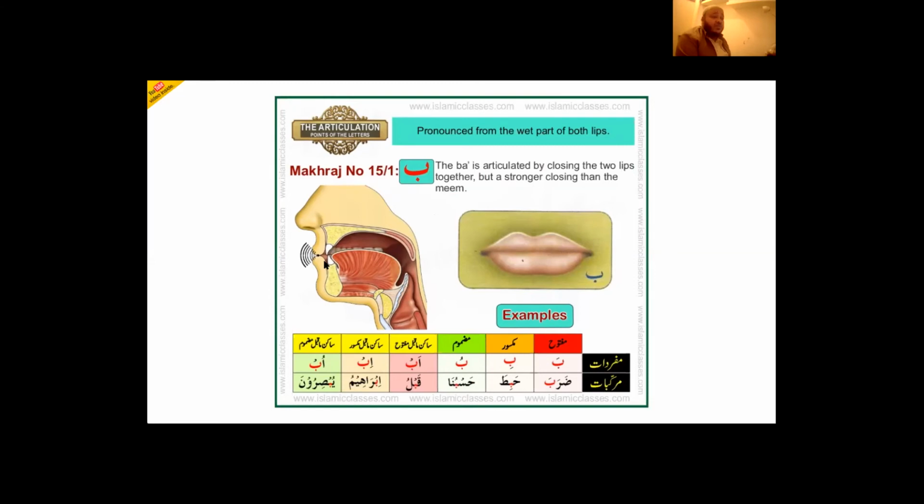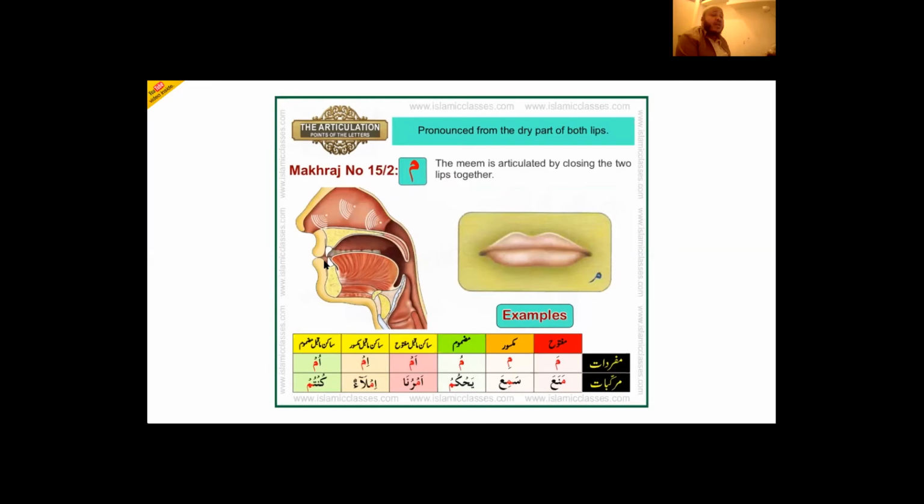Then you have the letter mim. The difference between mim and ba, yes, they both come from the lips, but the letter ba, the stronger you hold the two lips together, that's the letter ba. But with the letter mim, the two lips are just barely touching. You're not forcing them together hard. Where ba, you're literally forcing the top and bottom lips to come together really hard. Mim is very light compared to ba, which is very strong, but they both come from the lips.